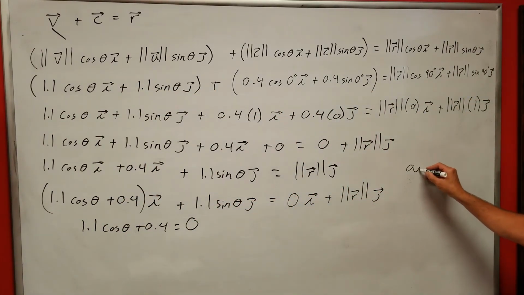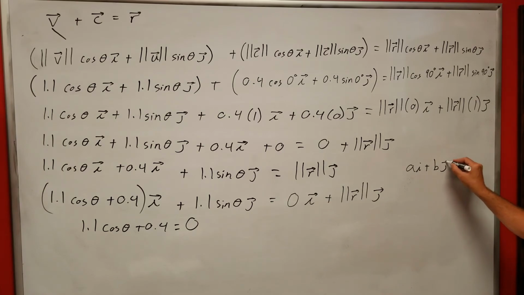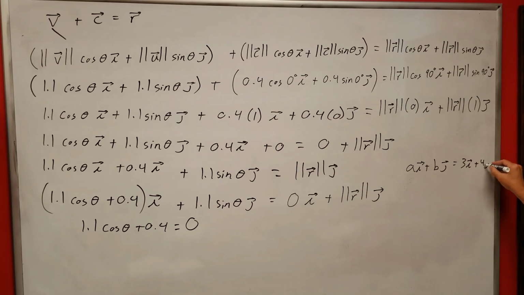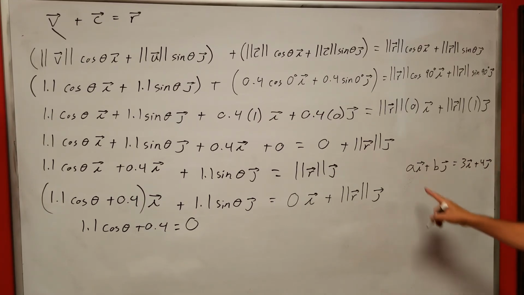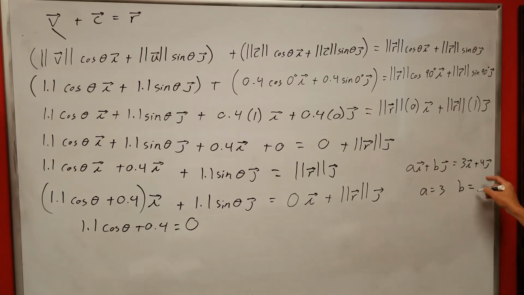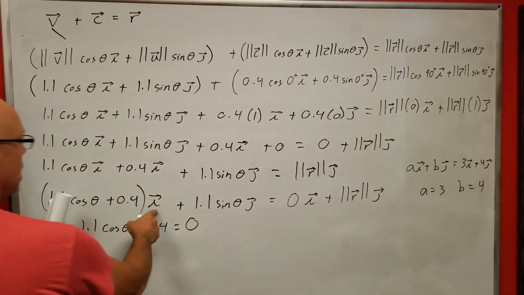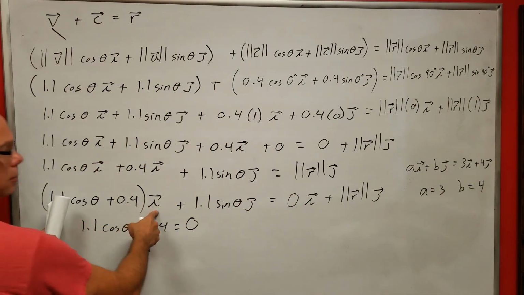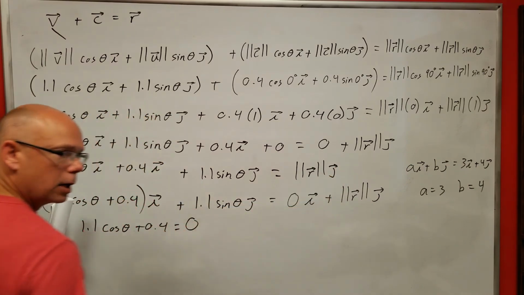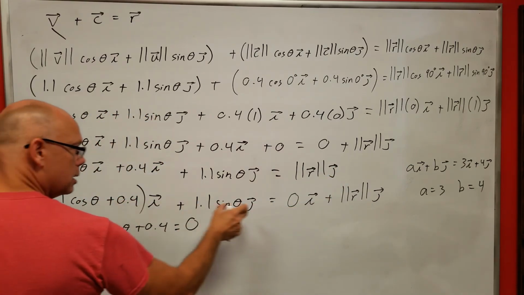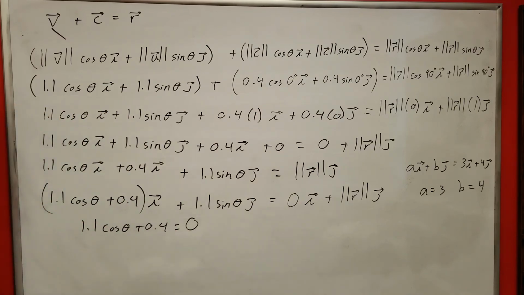What if you had AI plus BJ is equal to 3I plus 4j? What would you conclude in that? You would conclude that A is equal to 3 and B was equal to what? 4. Because these vectors are equal if their components are equal. So that's exactly the same thing I did here. This was my AI and this was like my 3 over there, okay? So A is equal to A is what I basically said.